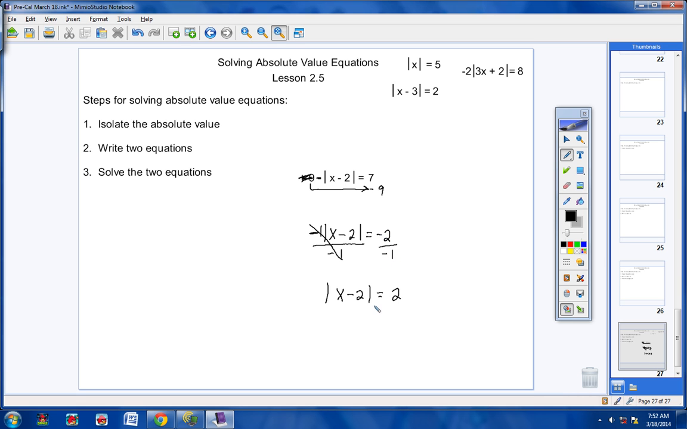Does everybody see what I've done there? I brought the 9 over and made it a negative 9, and then divided both sides by a negative 1, and now the absolute value is totally isolated. It's all by itself. Hopefully you see that okay. So step 1 is done. I have isolated the absolute value, okay?